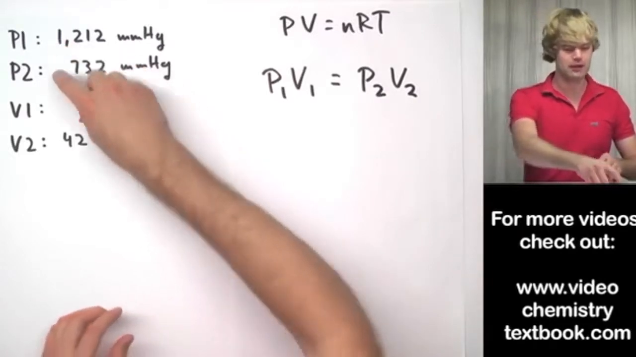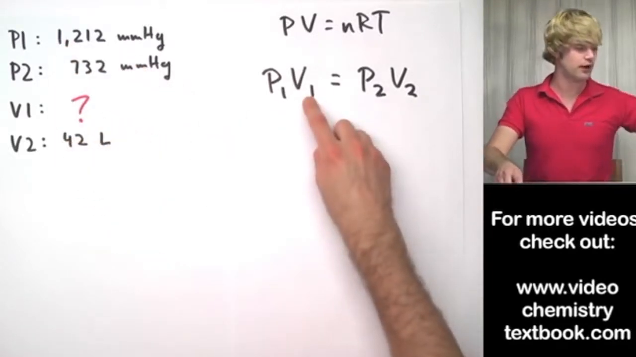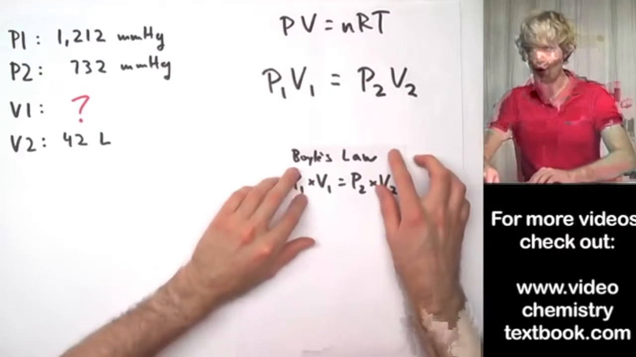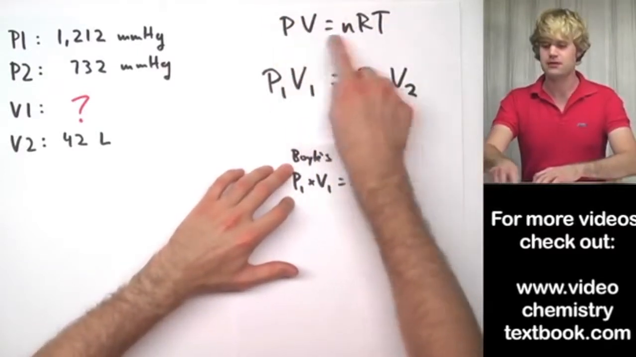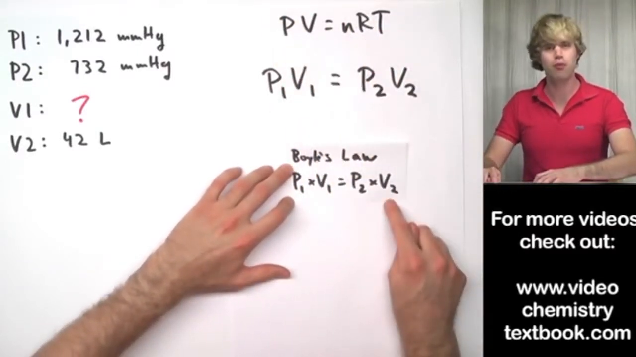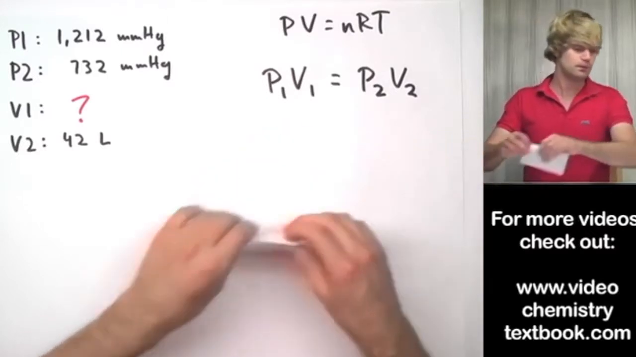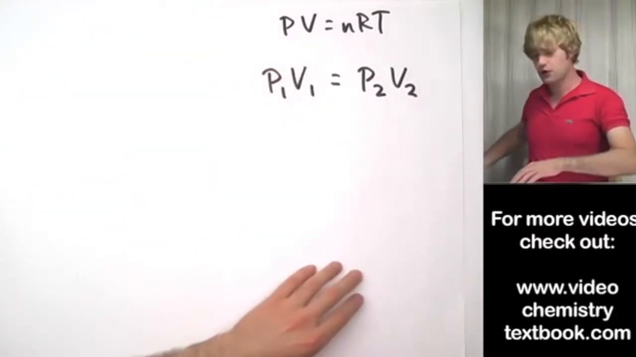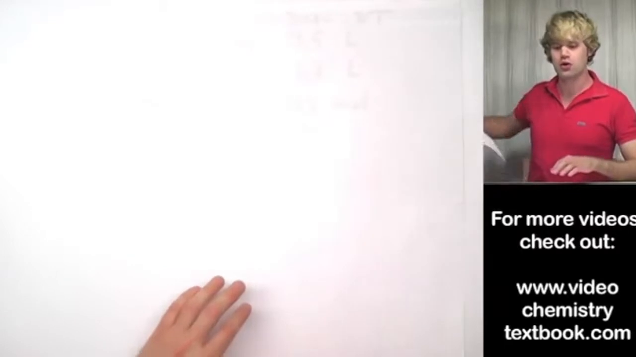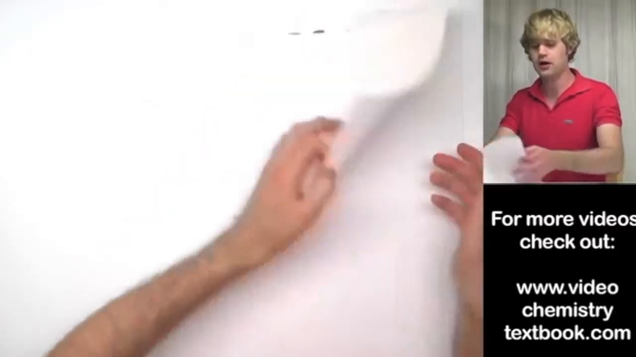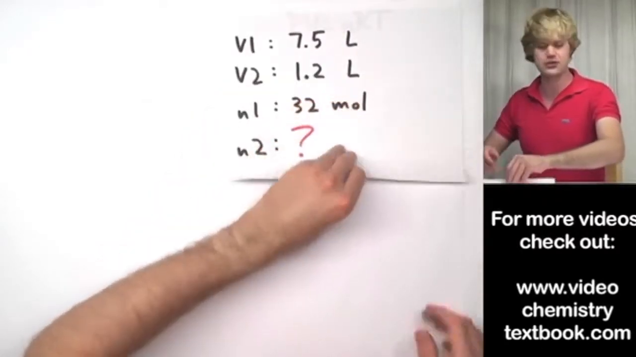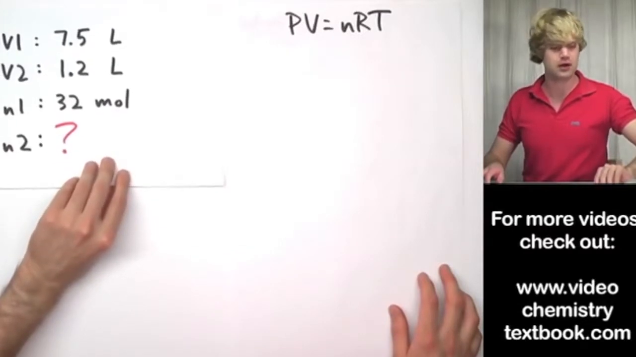And now I can plug in my variables and solve for V1. And check it out. What I did was I used PV equals nRT to come up with Boyle's law. Okay, you're probably getting the hang of it. I'm going to do two more examples, but if this already makes sense, go ahead and move on.